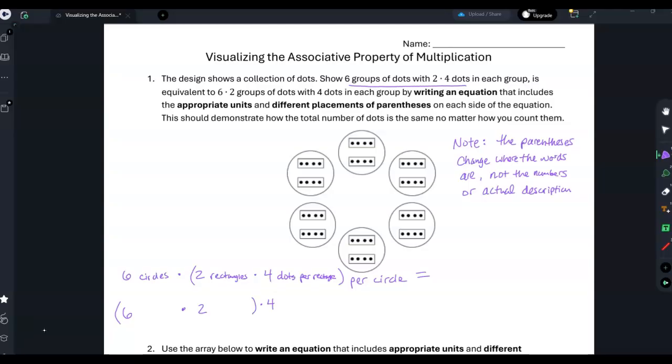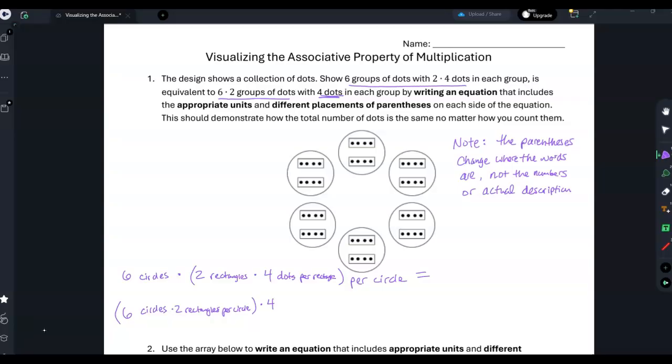So if I did 6 times 2, that would be like the fact that there are 6 circles and there's 2 rectangles in each circle, right? So 6 circles, I'm going to move this a little bit just so I can squeeze this in, times 2 rectangles per circle. And again, that's what they're describing here. They're saying to do 6 times 2 groups of dots, then deal with the fact that it's 4 dots in each group, right? I'm using circles instead of the word groups.